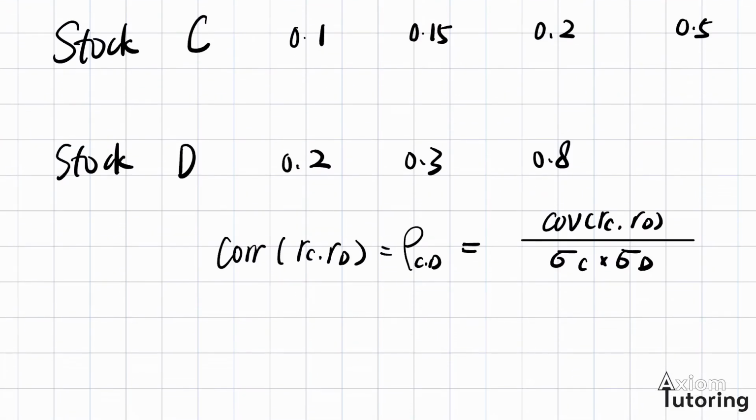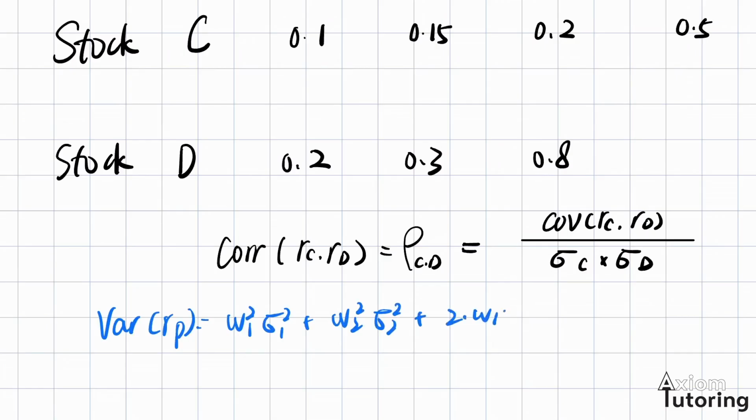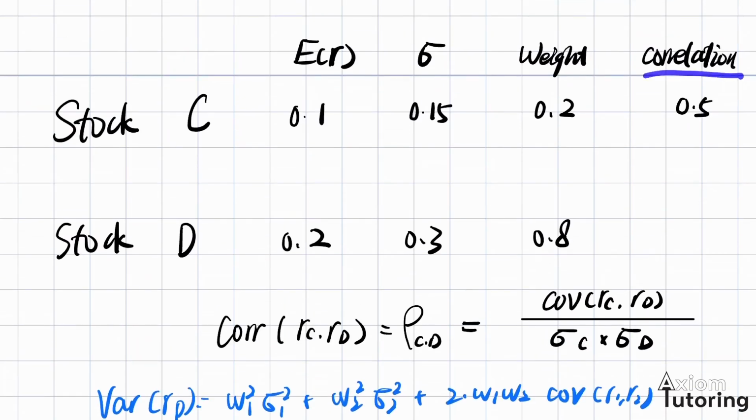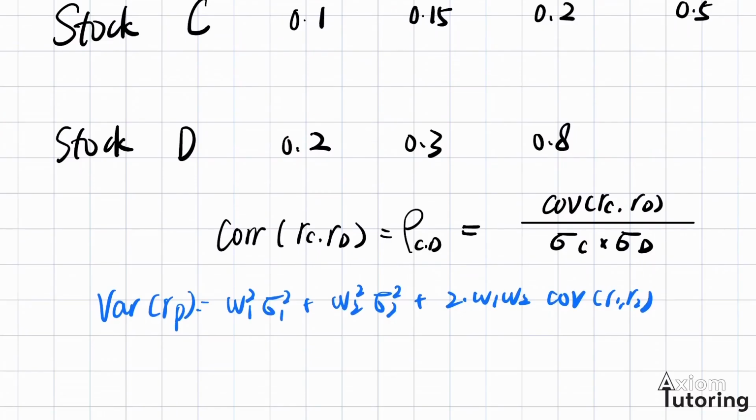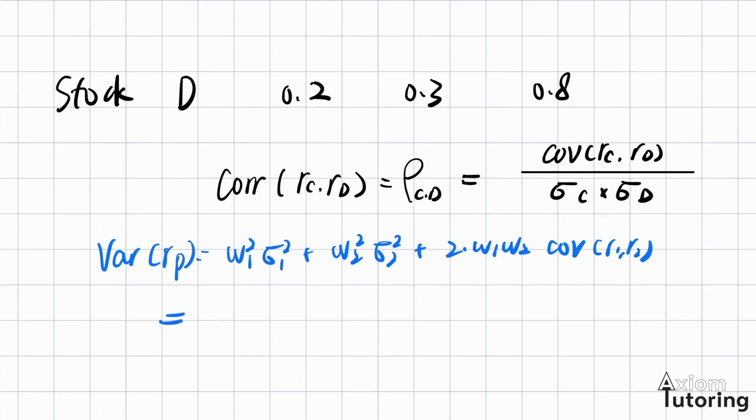If you remember from the last video, the variance for the portfolio is W1 squared sigma 1 squared plus W2 squared sigma 2 squared plus 2 times W1 W2 and then the covariance of R1 and R2. In this case, we can substitute the covariance of R1, R2 by using the correlation coefficient, rho. If we move the denominator to the left-hand side, then we can substitute the covariance using what we have right here. So instead of covariance, we can use the correlation coefficient.